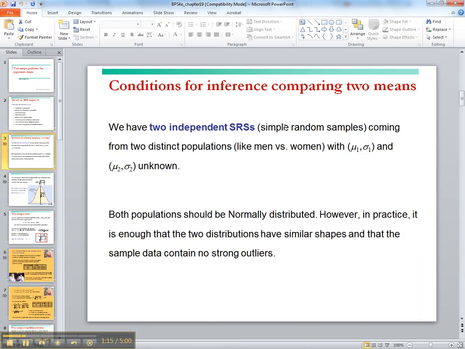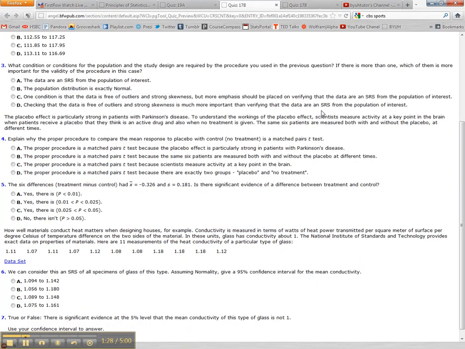When you're looking at the two sample t-test, you have to have two distinct populations, and so that's why you don't take the difference, because you have two distinct populations. So with all of that being said, A says the proper procedure is match pair t-test because the placebo effect is particularly strong in patients with Parkinson's disease. So that doesn't explain at all what match pairs is.